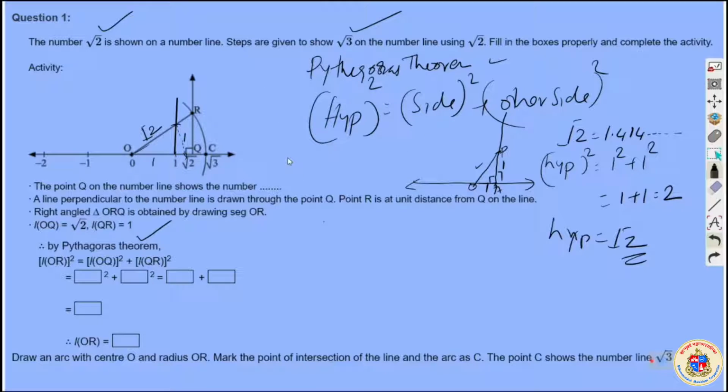Next we need root 3. So what we will do, that is a question here. We already have root 2. So we will take root 2 square, this much length, and again 1 square. Root 2 square is equal to 2, 1 square is equal to 1, and total is equal to 3, which is equal to r square. Then OR will be equal to, this is OR square, root of 3. So we can draw root 3 also in that way. That is what happened.